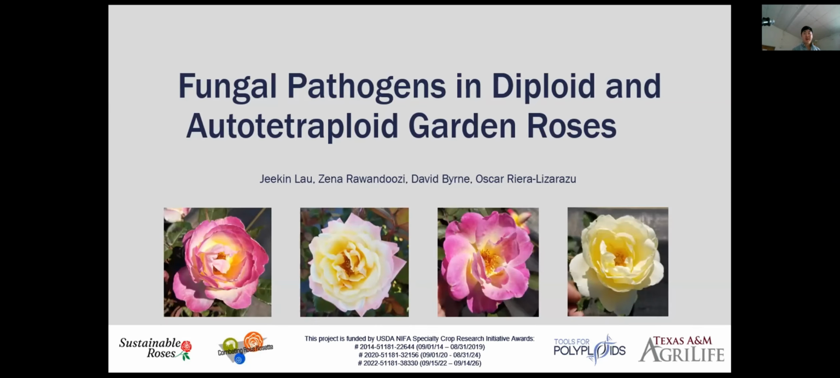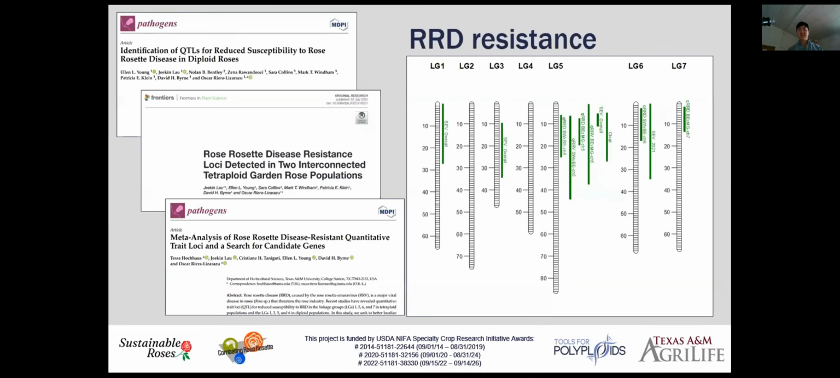So I'm going to talk about fungal pathogens in the diploid and autotetraploid mapping populations. However, since I have been here since the beginning, I have one slide on the RRD resistance. It was a long project. I mean, we were making crosses in the dark. We didn't know what parents were resistant or susceptible.